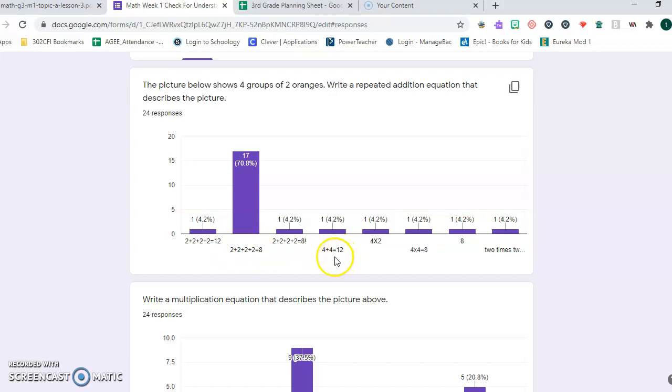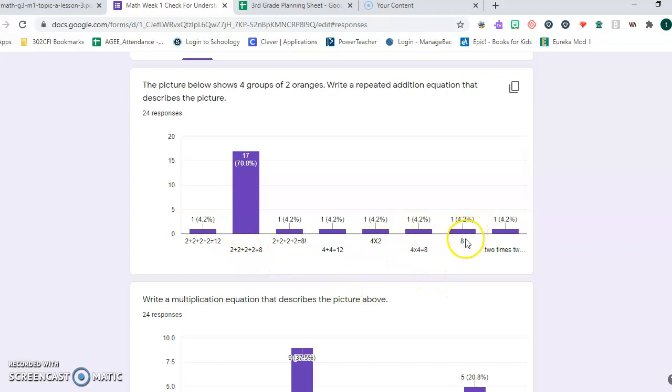Here someone wrote a repeated addition equation, but it is 4 plus 4, which does equal 8. But the repeated addition equation that describes four groups of 2 is one group of 2, two groups of 2, three groups of 2, four groups of 2. 2 plus 2 plus 2 plus 2 equals 8. So this is the correct answer.